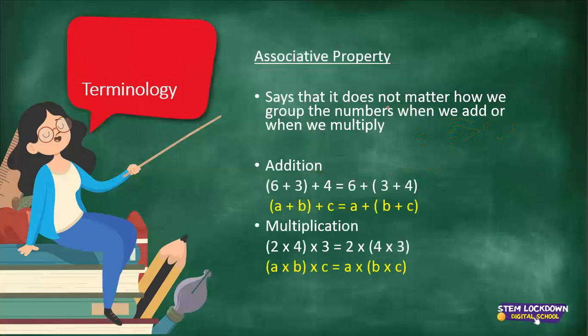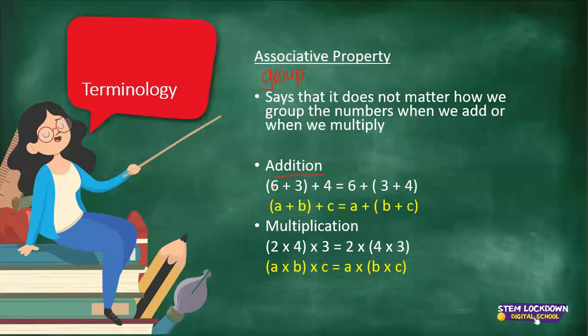So let's carry on. Okay, let's revise the first law, or the first property, which is the associative property. Now think about it. To associate is to group yourself, right? So to associate is to move next to someone, to group yourself with a particular group. That is to associate. So this law says that it does not matter how we group the numbers when we add or multiply them.